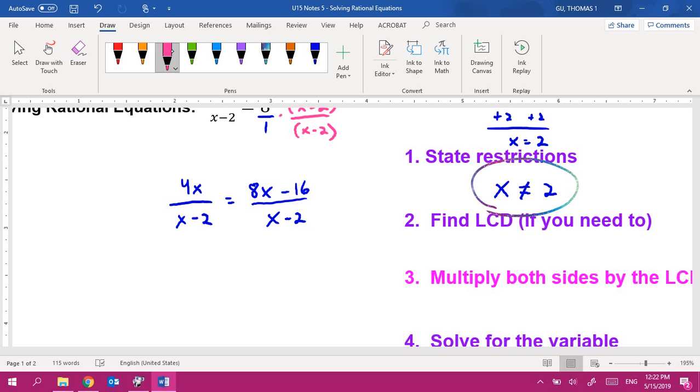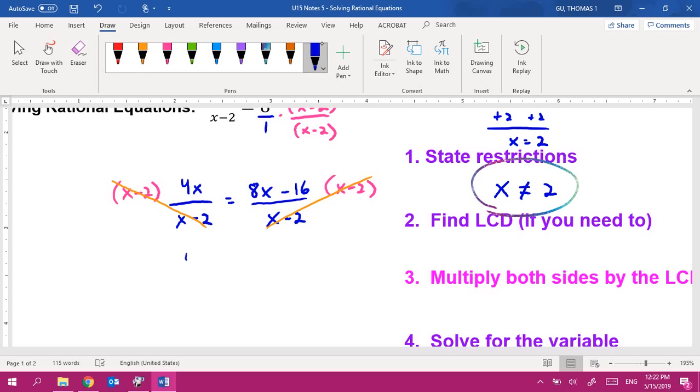Yeah, but if I multiply one side, I got to multiply the other side as well, right? But look at the other side's denominator. It's also x minus 2. So then what does this do? It cancels out the x minus 2 denominators on both sides. So once you get to the denominators being the same on both sides, it just cancels out.